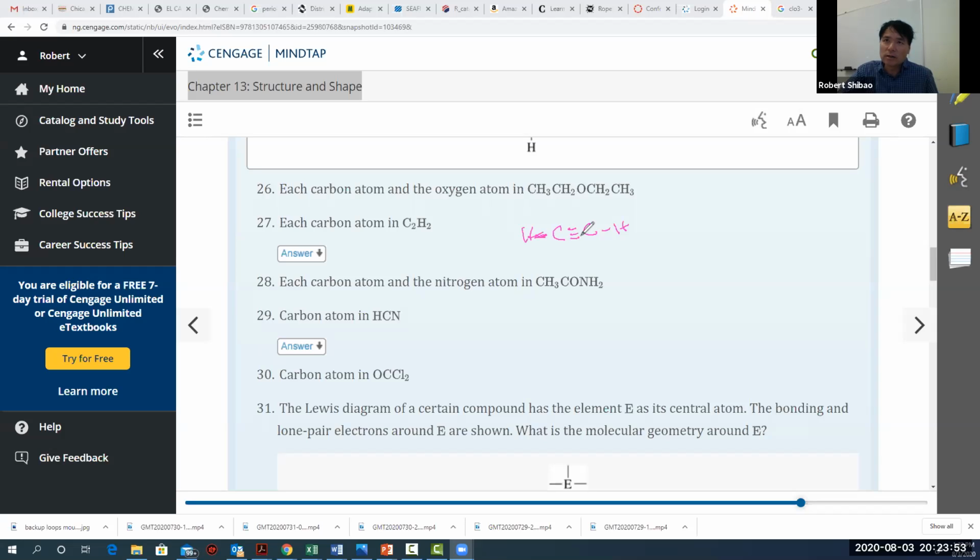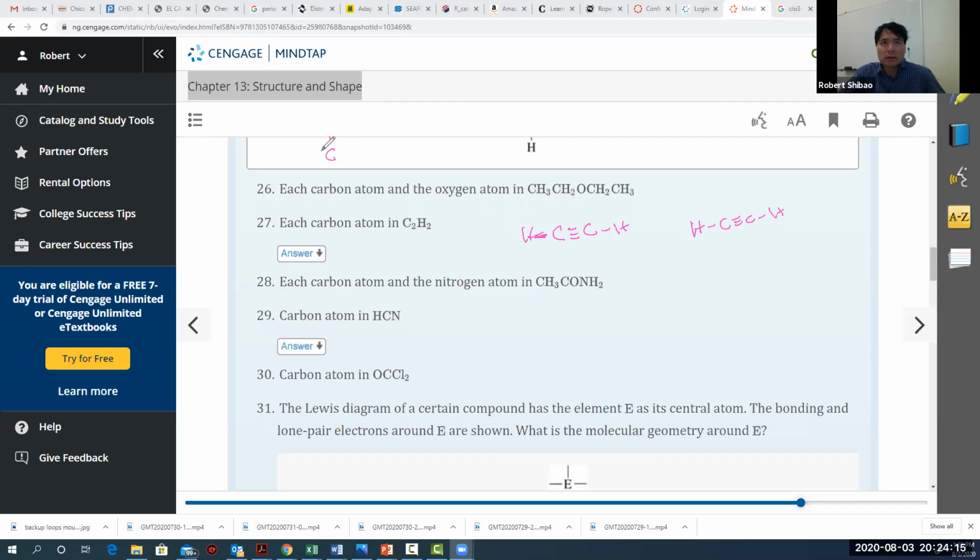That's going to give 4 bonds and 0 formal charge. We need 0 formal charges for this to add up to neutral, so this has got to be it. It's got to be HC triple bond CH. We just fill in the bonding depending on what we have. There are no lone pairs here because carbon doesn't usually have a lone pair like nitrogen.